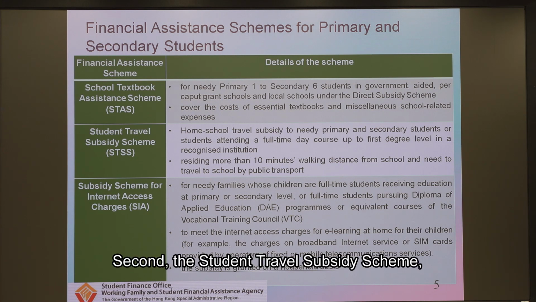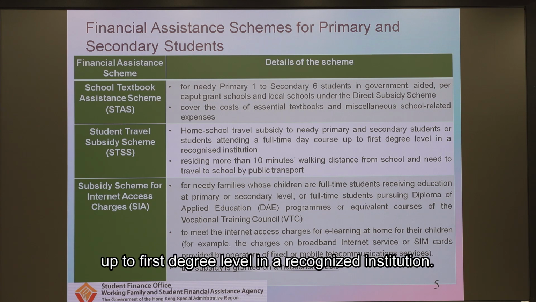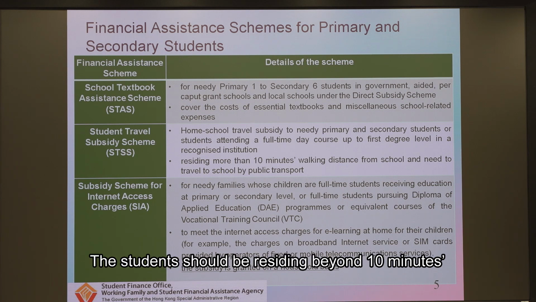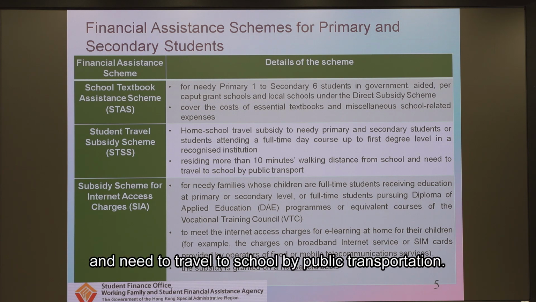Second, the Student Travel Subsidy Scheme, which is for primary and secondary students who are attending a full-time day course up to first degree level in a recognized institution. The student should be residing beyond 10 minutes walking distance from school and need to travel to school by public transportation.